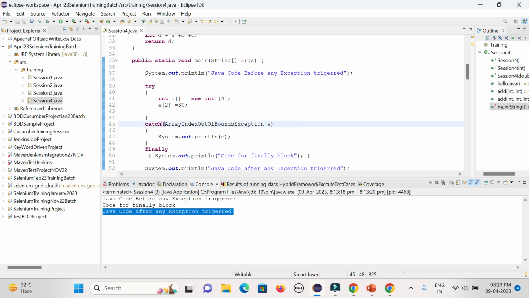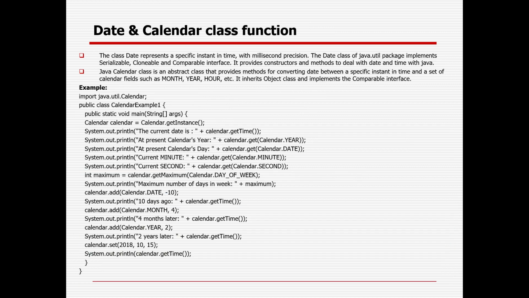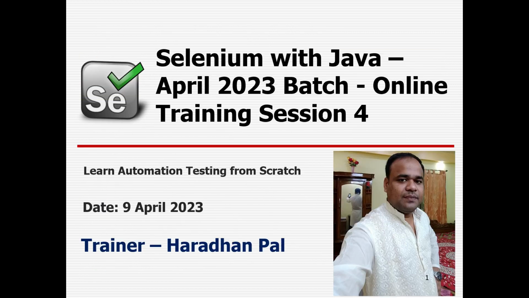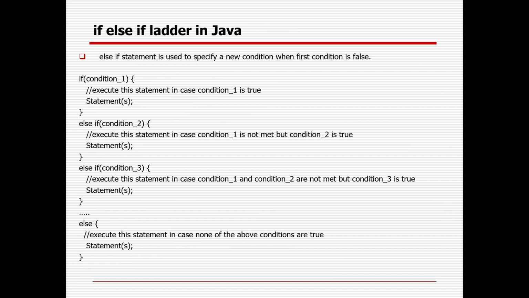So that is the way you can handle the exception with the help of the try catch and the finally block. I will recap one more, then you can have any question. So in Java, there are conditional statements available through which I can check or insert the verification point or the error handling. There are 5 types: if else, nested if else, if else if ladder, and the switch statement.